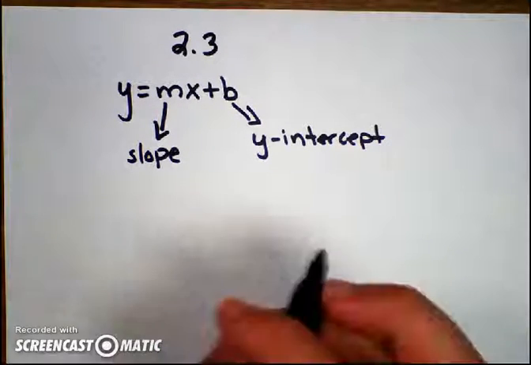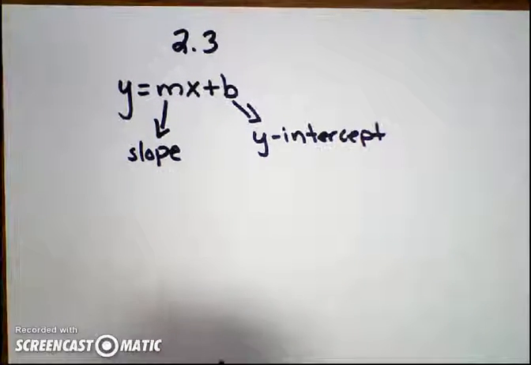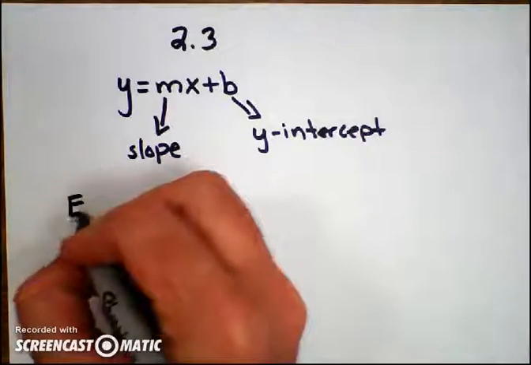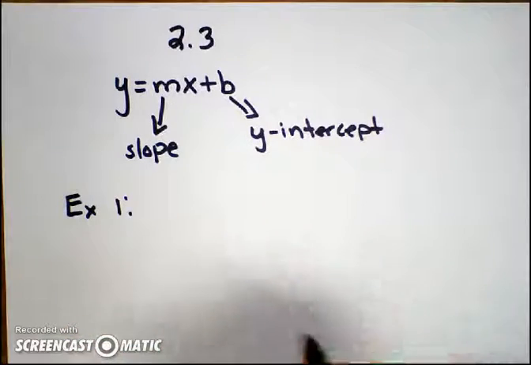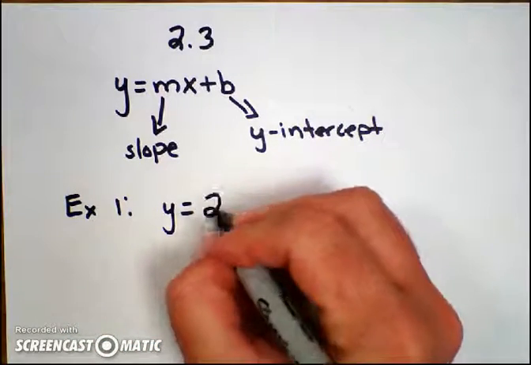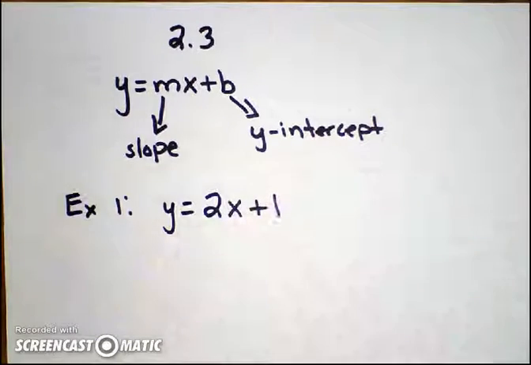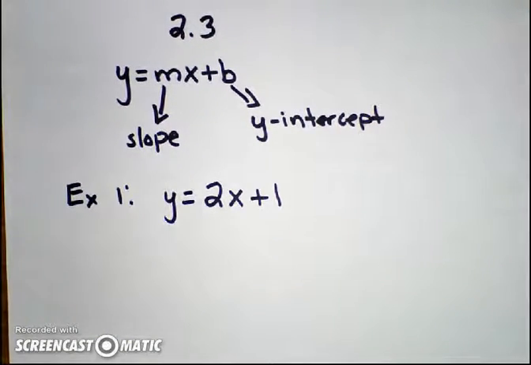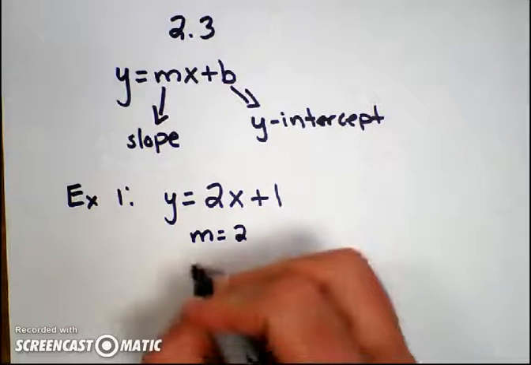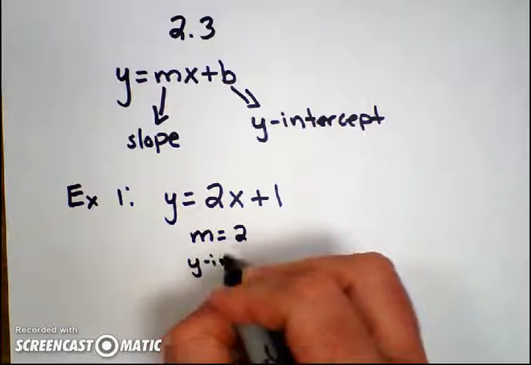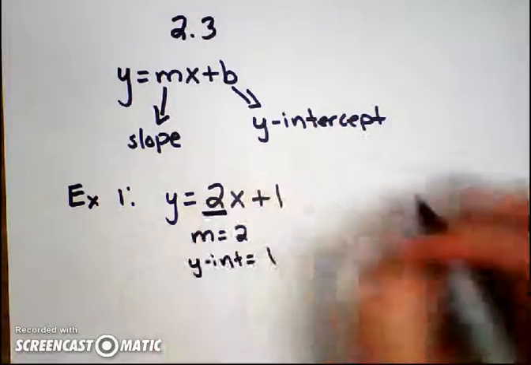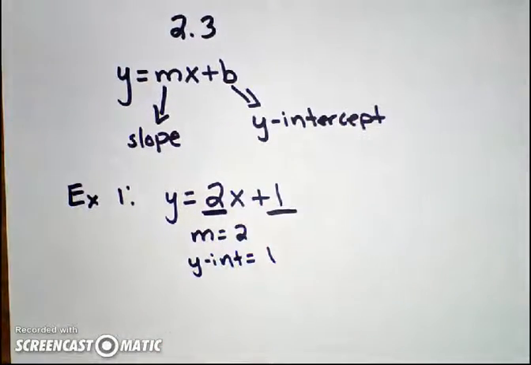Okay. So I'm going to do a few of these, but I'm not going to do the same examples in the book. Example 1, let's graph something relatively easy here. Let's do y equals 2x plus 1. You don't have to do this every time, but I'm going to label my slope. My slope is 2. My y-intercept is 1. And that comes from this number here, 2, and this number here, 1.